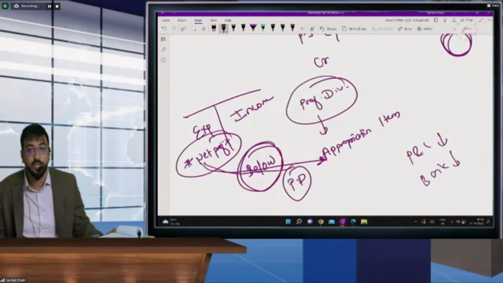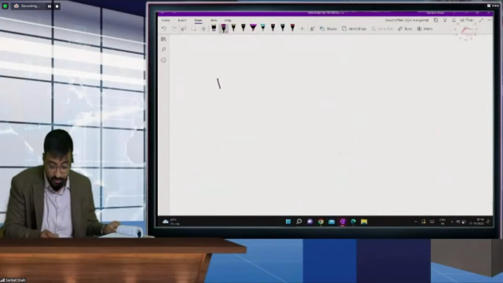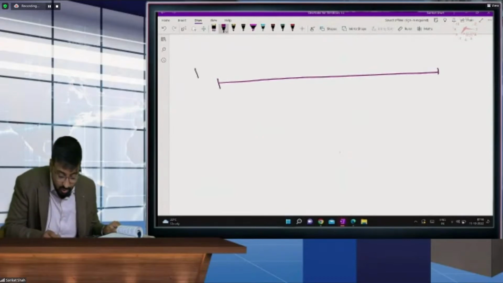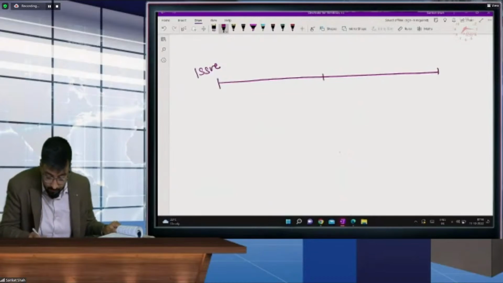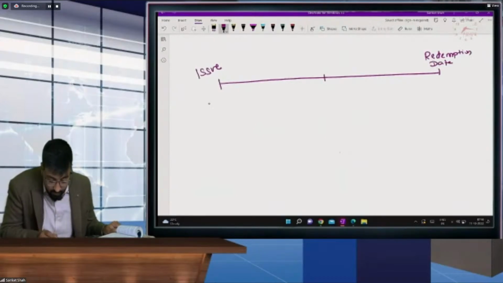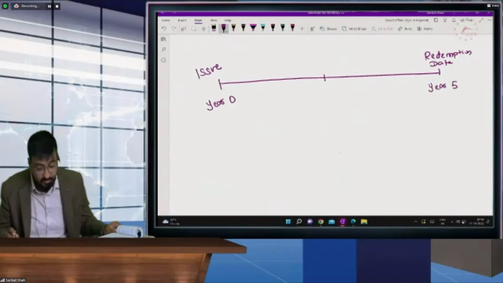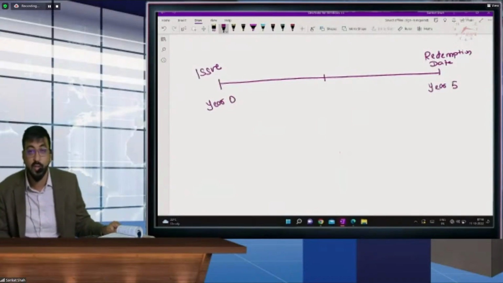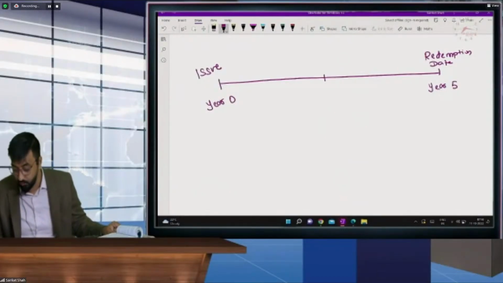Redemption of preference shares, remember this once. Chalo, so tell me some entries. I'm asking you some entries. Let's see whether your basics are clear or not. This is the issue date, and this is the redemption date. Suppose this is year 0, and redemption is after 5 years. So what is the entry on the issue date? Chalo, fast. What is the entry on issue date?